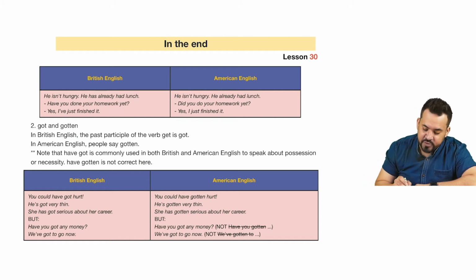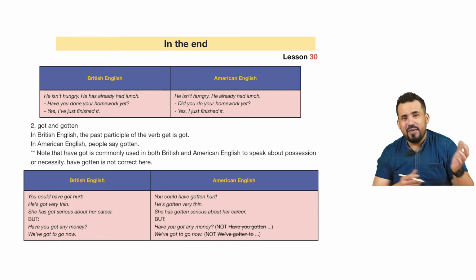British English, the past participle of the verb get is got. American English, people say gotten. So British English, you could have got hurt. American English, you could have gotten hurt. She got very thin. She's gotten very thin. She has got serious about her career. She's gotten serious about her career.